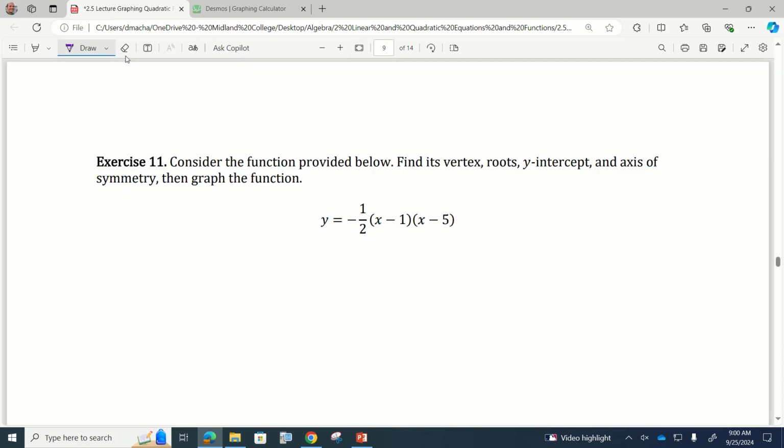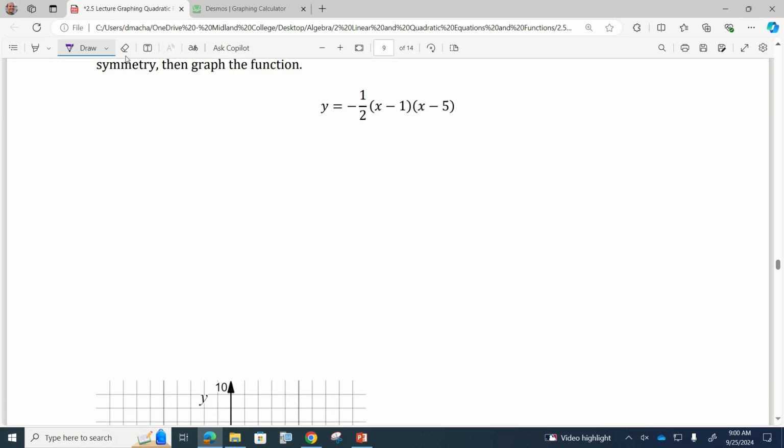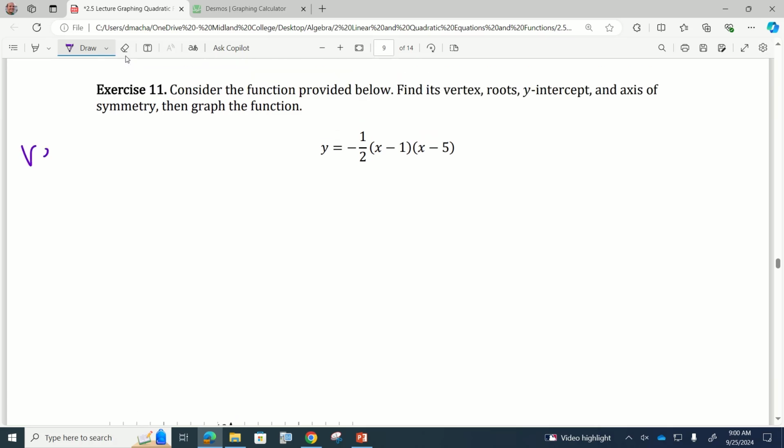Again, the exact same question, but this time we're starting from factored form. We want to know what is the vertex, what are the roots, what is the y-intercept. I can get my roots just by looking at it, because this is factored form. What are my roots? 1 and 5. Perfect. Those are going to become my x-intercepts.